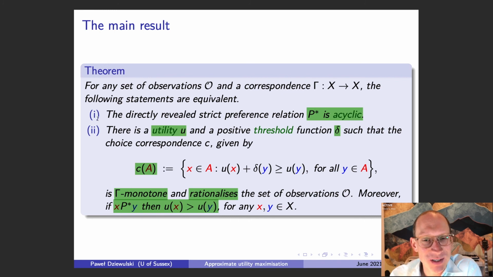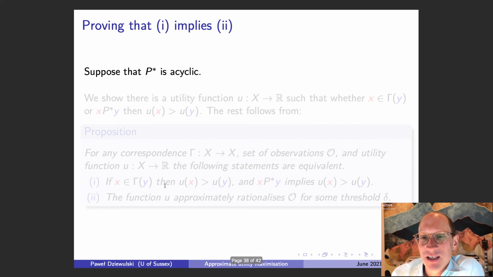Implication 1 to 2 is obviously, as it usually is in these papers, the main difficulty, to show that 1 actually implies 2. And I want to briefly discuss it because there's one observation I want to highlight. And so proving that 1 implies 2 is done in 2 steps. So let's start with the fact that P is acyclic, that's the assumption.